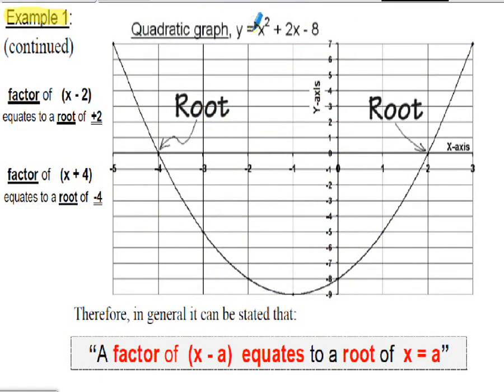Example 1 continued. This is a plot of y is equal to x squared plus 2x minus 8. So we can see that when we have a factor of x minus 2, that equates to a root of x is positive 2 over here. If we have a factor of x plus 4, then that equates to a root of x is equal to negative 4, which is this root here. And the roots are the solutions to the equations. So therefore, in general, we can say a factor of x minus a equates to a root of x is equal to positive a, or x is equal to a.